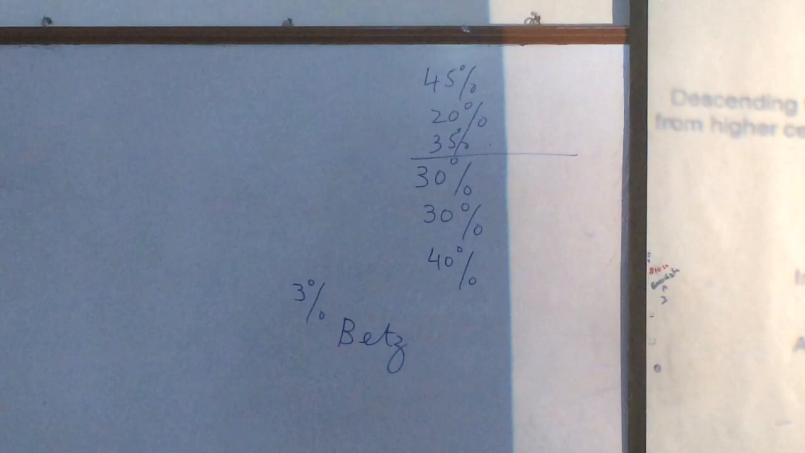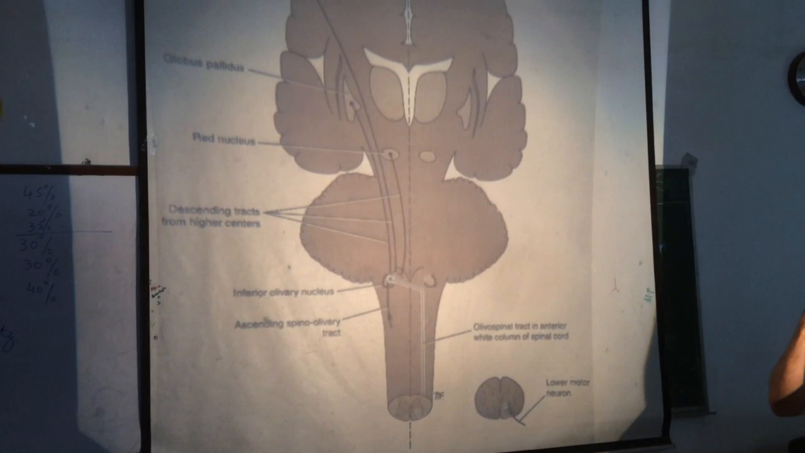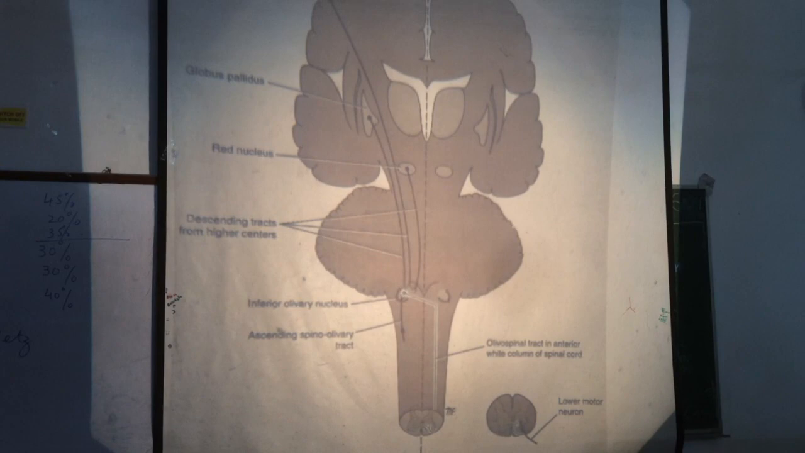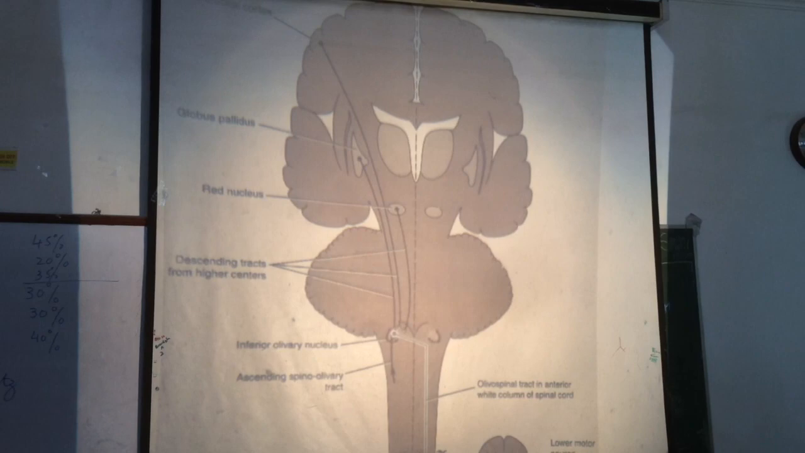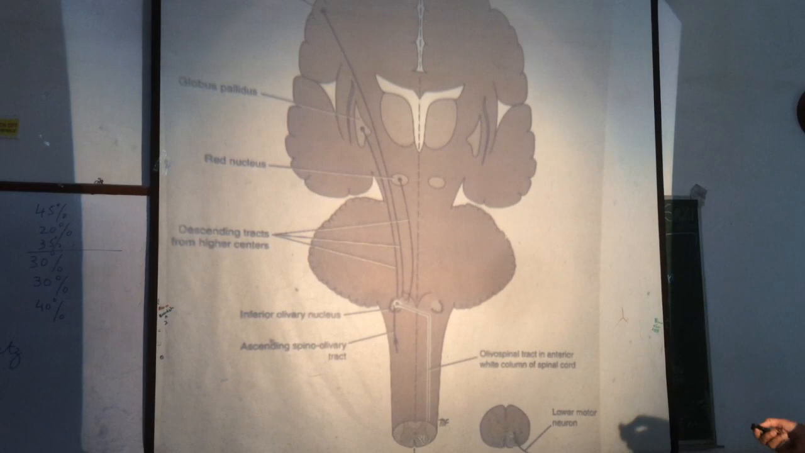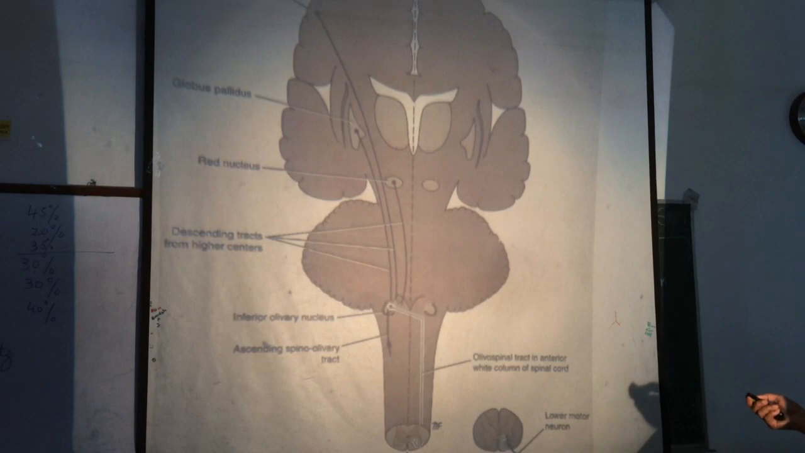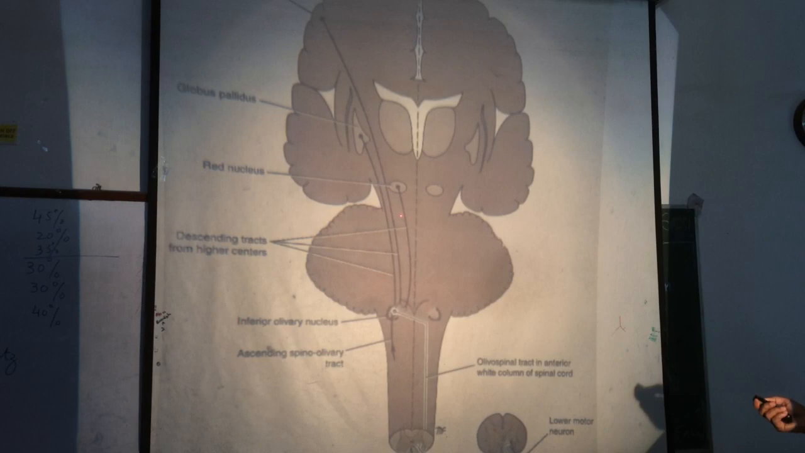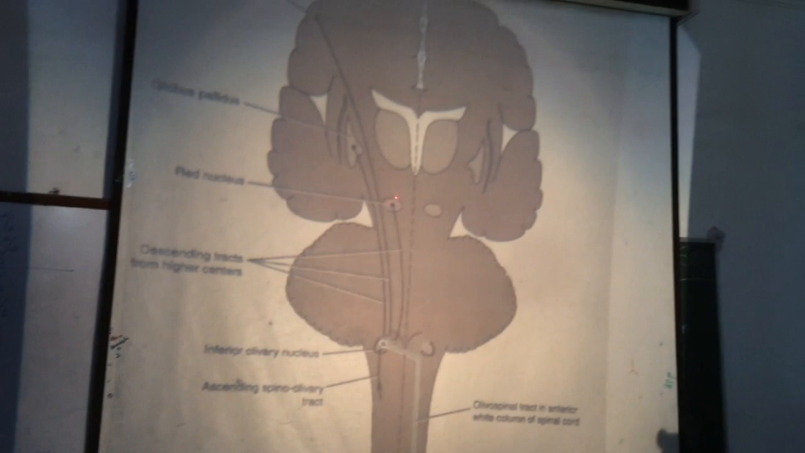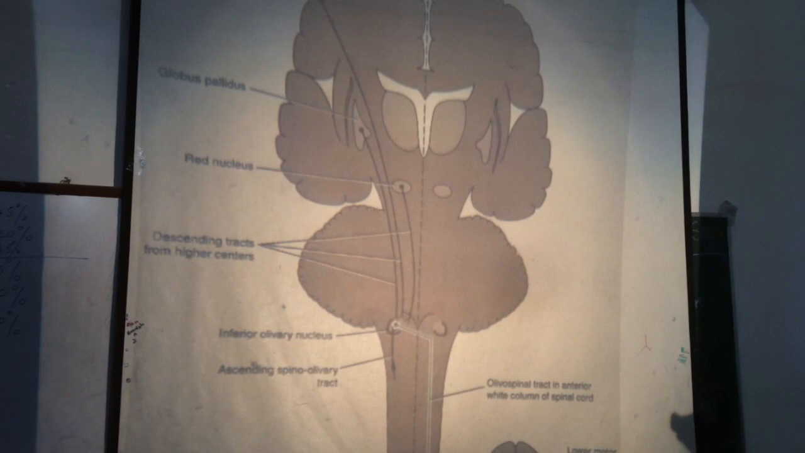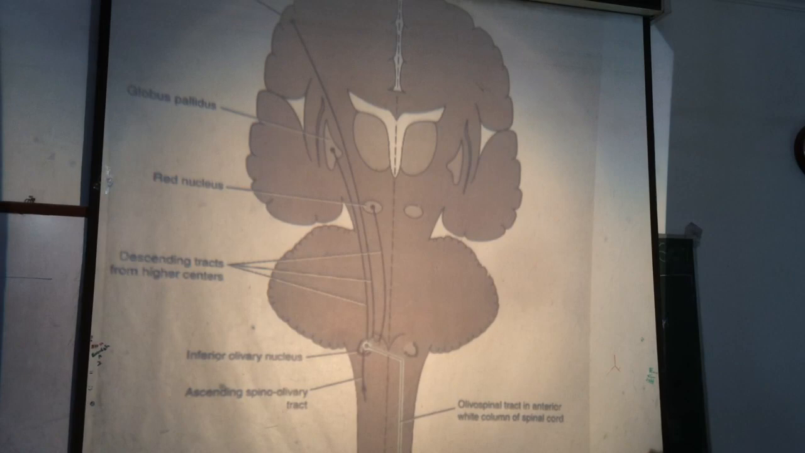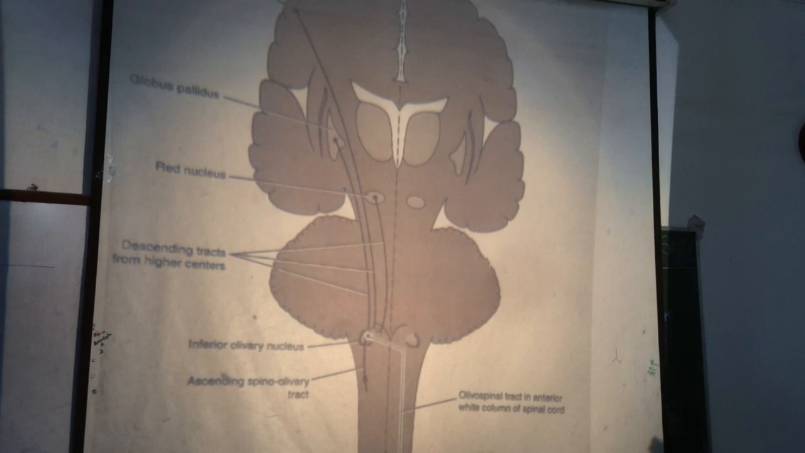Rubrospinal tract. You know, the red nucleus is in the tegmentum of the midbrain. So the rubrospinal tract originates from the red nucleus, and these fibers cross over to the opposite side and descend.